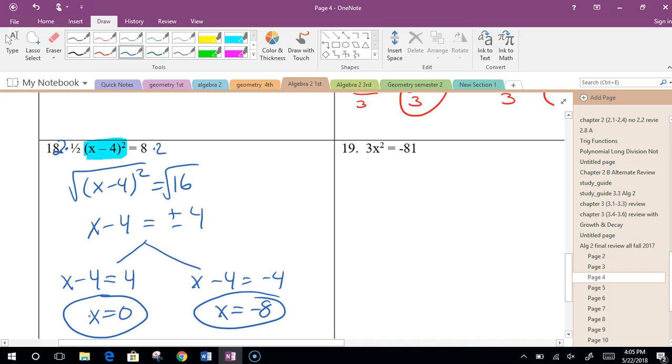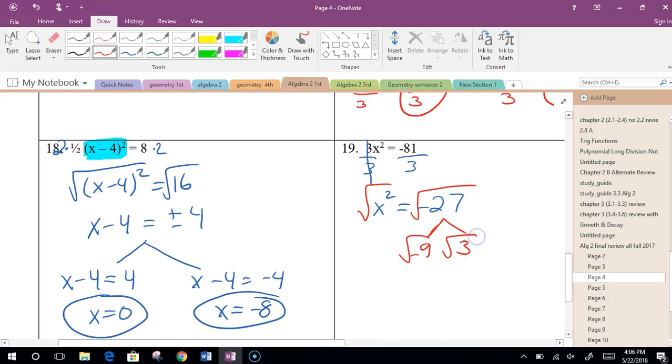In a problem like 19, we're going to divide both sides by the 3 to isolate the x squared. Then we get x squared equals negative 27, but now this time we have a negative. So when we take the square root on both sides, well, two problems here. Number one, it's negative. Number two, it does not have a perfect square. So we need to deal with 27. 27 is negative 9 times positive 3.